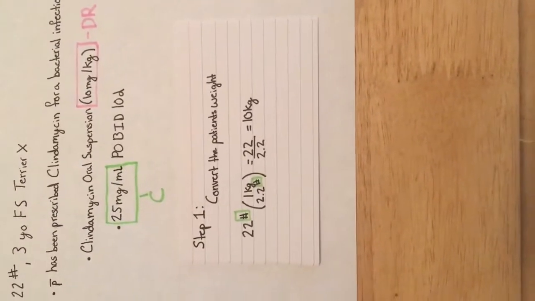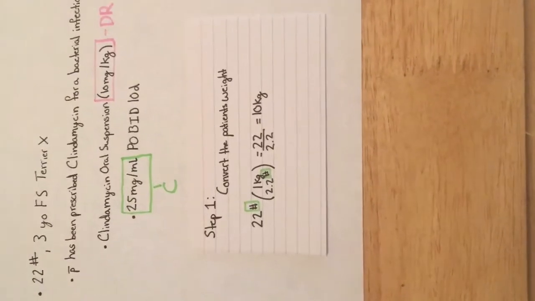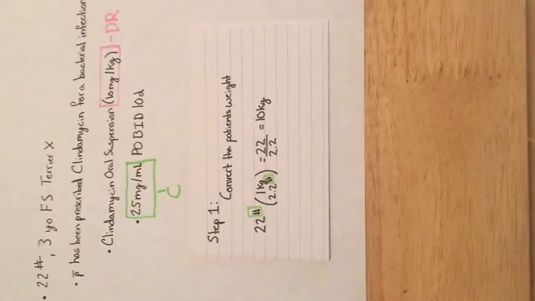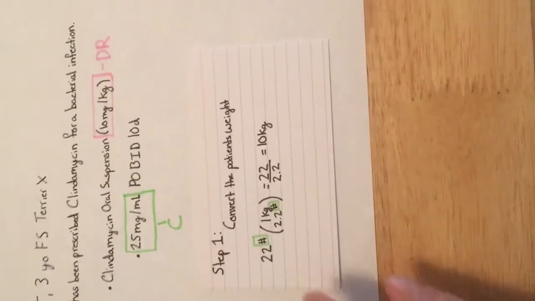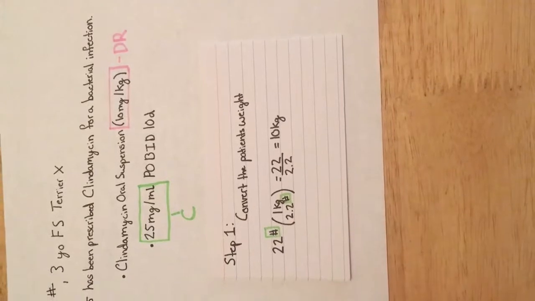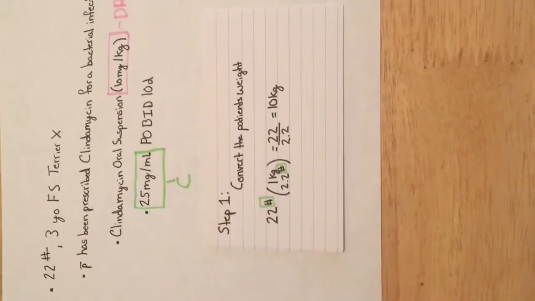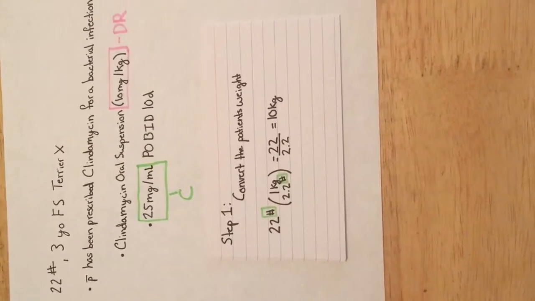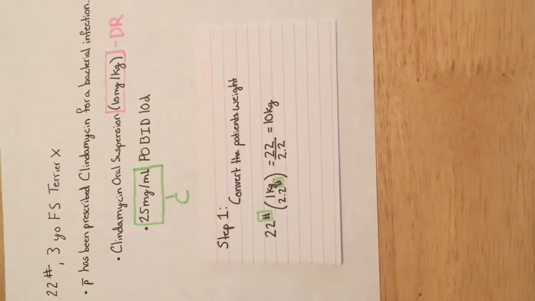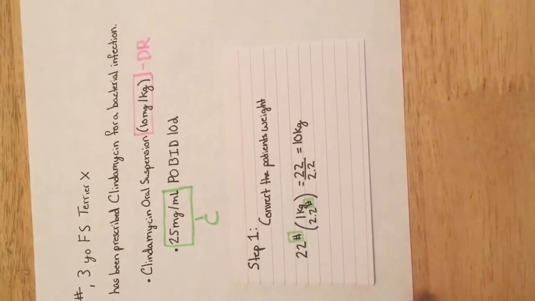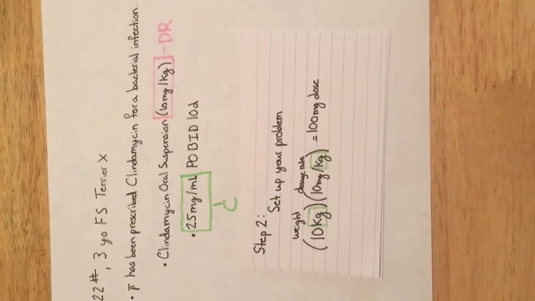Our first step is we want to convert our patient's weight, which is 22 pounds, to kilogram. So we're going to set up our conversion factor. We know that 1 kilogram is equal to 2.2 pounds, so we're going to set it up where the pounds cancel out. We'll multiply the numbers across in the numerator, so we're going to have 22 times 1, which leaves us with 22. We're going to divide 22 by 2.2, which is the denominator, and that will leave us with 10 kilograms. So that is our patient's weight in kilograms.